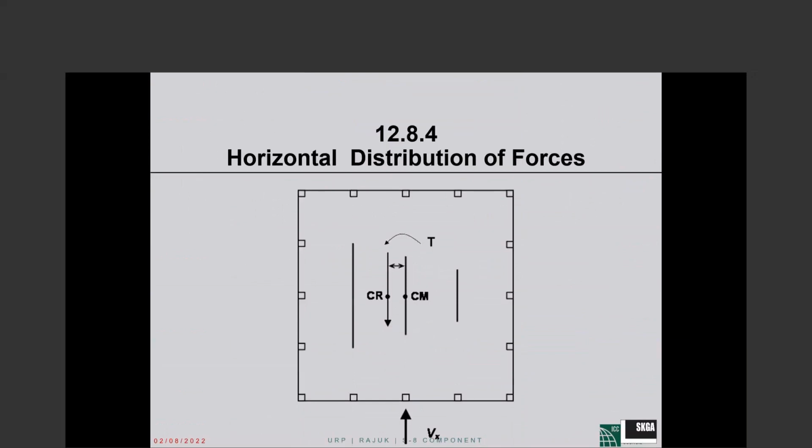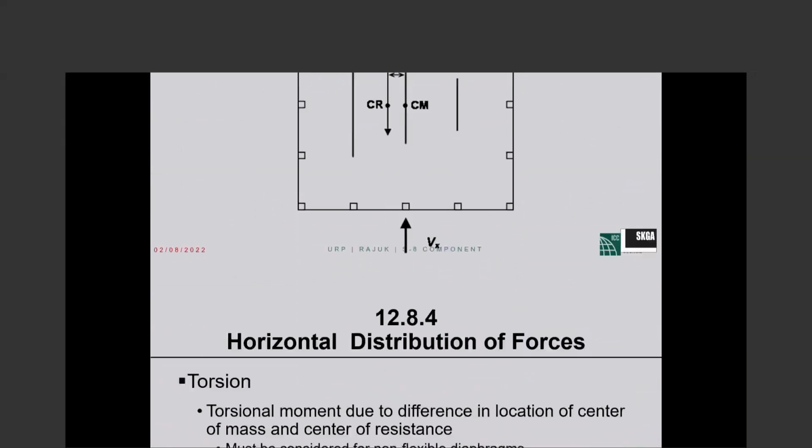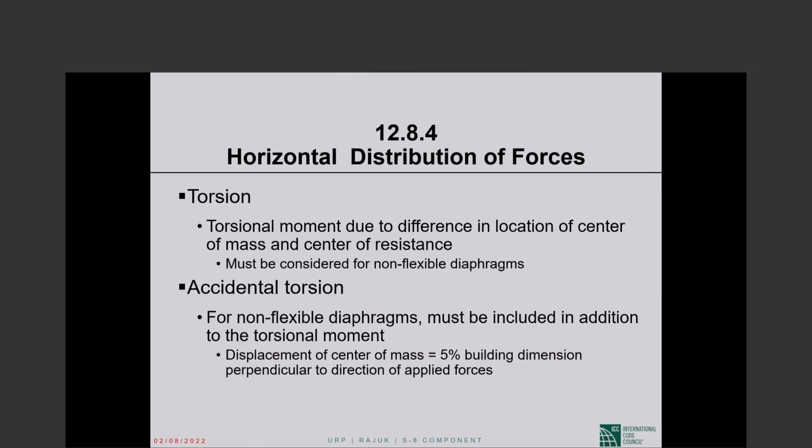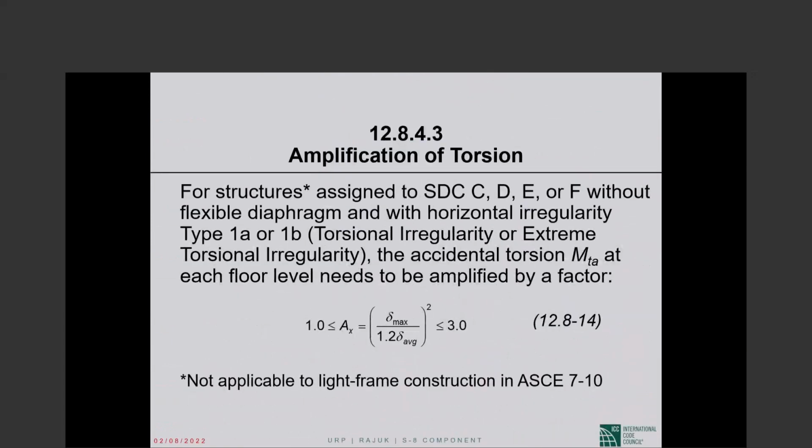You just saw that picture, the explanation of torsion, and I had this page, the amplification of accidental torsion. So the first thing is the 25% increase. Second thing you look at is that table, the permitted analytical procedure. The third thing is the amplification of accidental torsion. This is required for type 1A and 1B buildings. So this is another section that is triggered, 12.8.4.3.